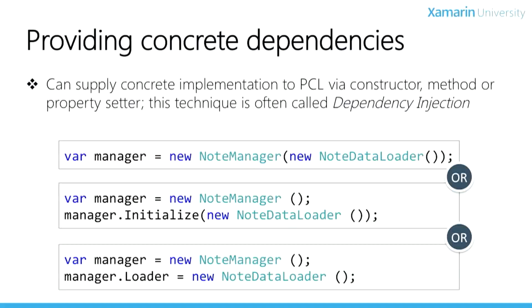So which one should you choose? A good rule of thumb here is if the code can't work without the dependency, then you should use constructor injection. If it's optional, then use property injection, unless it's only used in a single method, in which case you'd probably want to pick method injection.